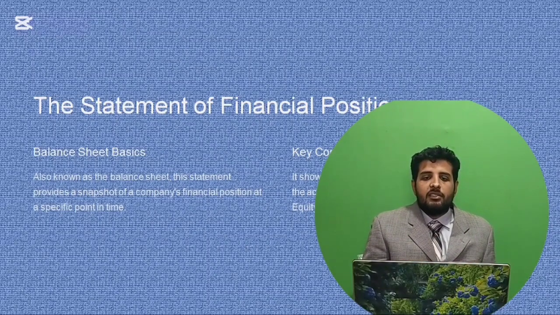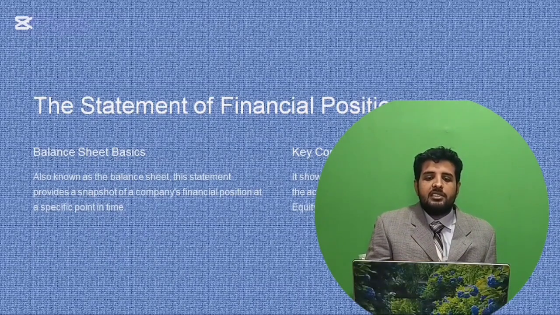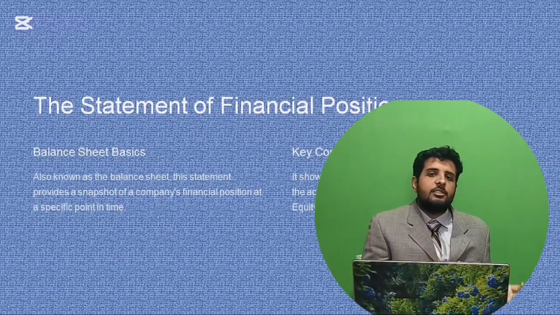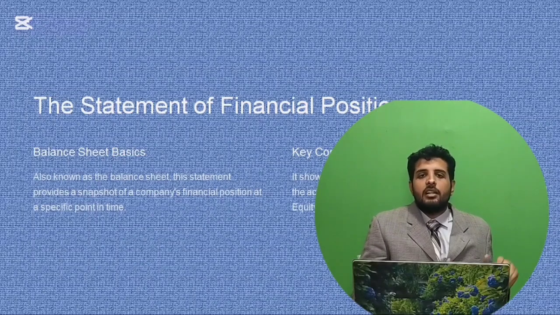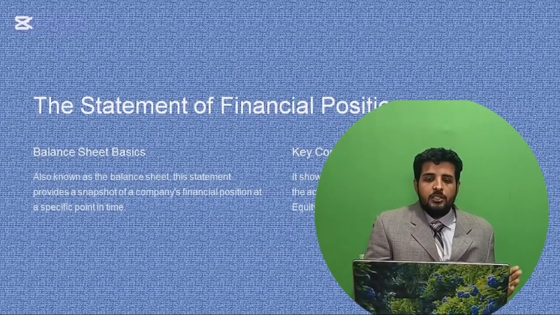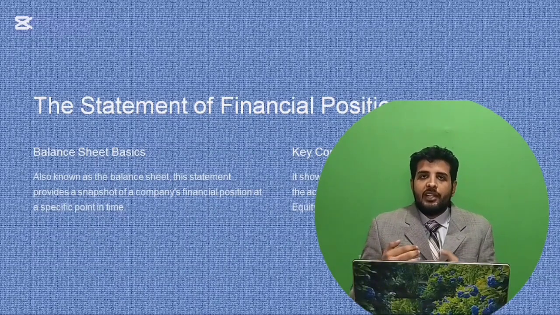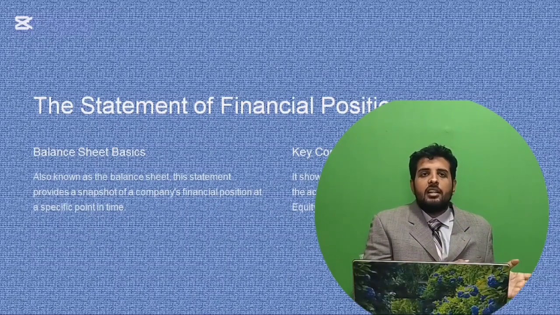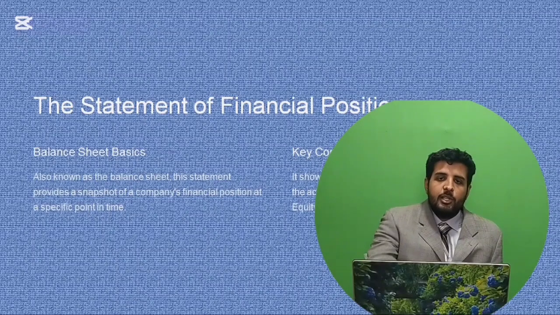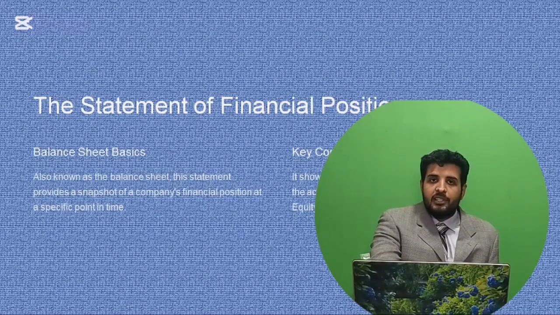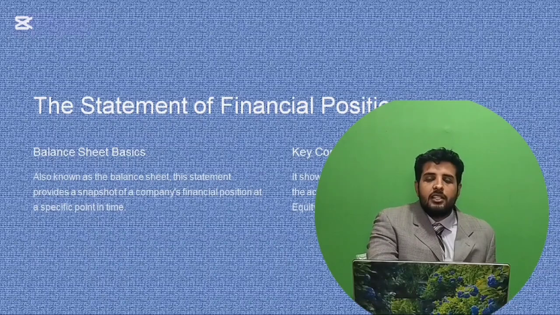And then when we move on to liabilities, liabilities are also classified into two types: current liabilities and long-term liabilities. Current liabilities have a duration of less than a year, and long-term have a duration of more than a year. Owner's equity is basically the capital that the shareholders have invested in the business, the money that we put into the business.